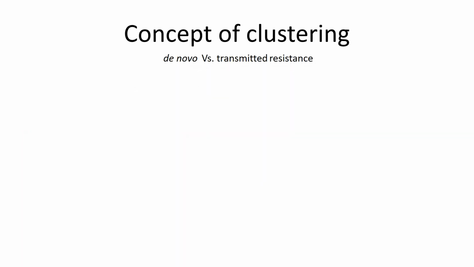So, as I just said, clustering can be very useful to study some particular biological traits, like, for example, drug resistance, which we might be very interested in, right? So I will explain now how clustering can be used to differentiate or to study de novo versus transmitted resistance. So I will start by explaining these concepts.